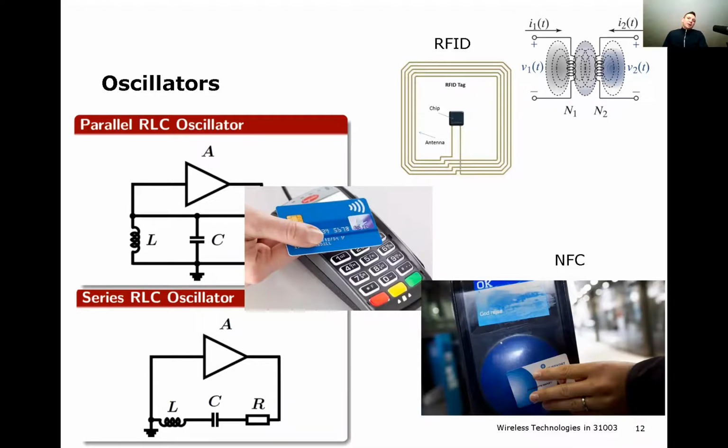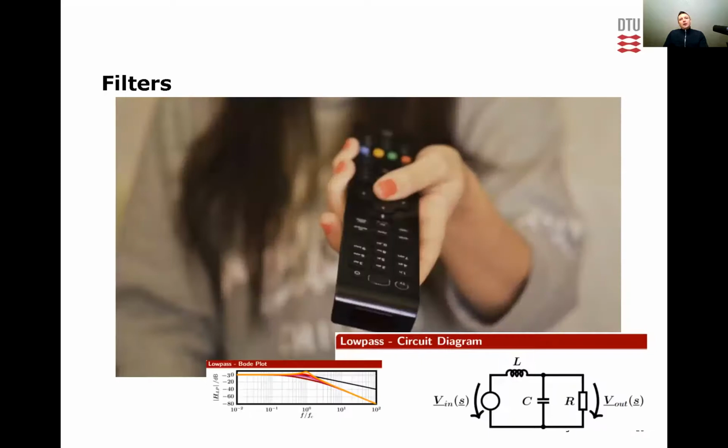Another important component is a filter. An example where you can use a filter: if you choose a certain channel on your TV, a certain channel is typically associated with a certain frequency band. So there is a filter which is tuned to this band. And in order to choose it, you need to have a filter.